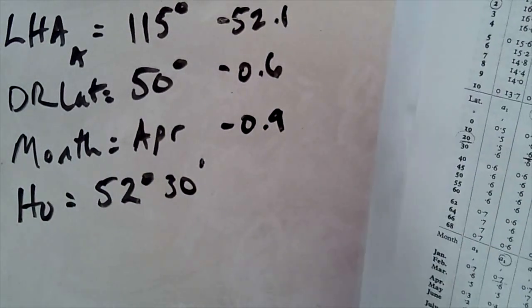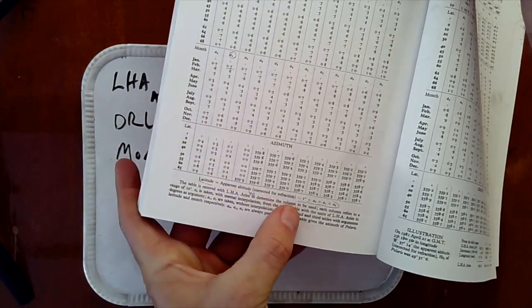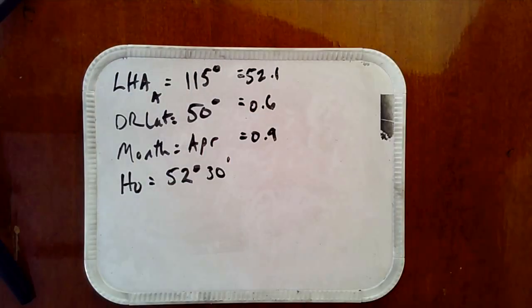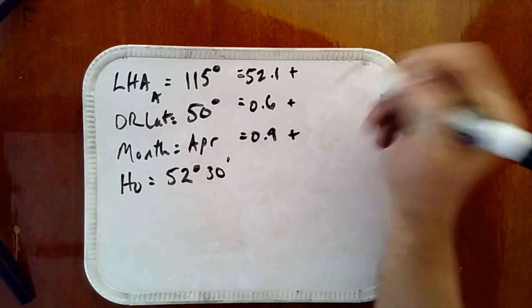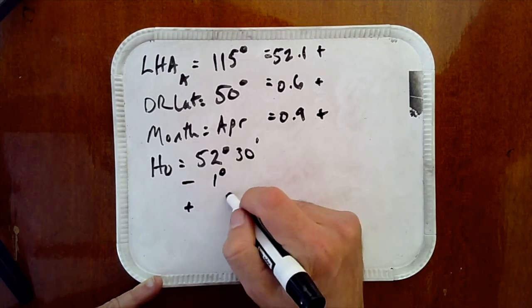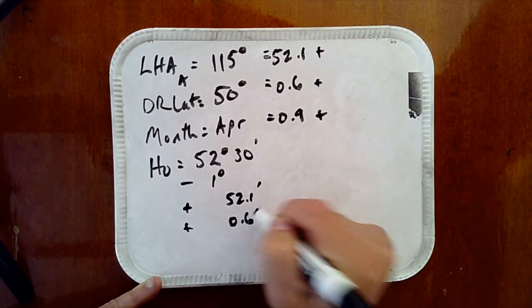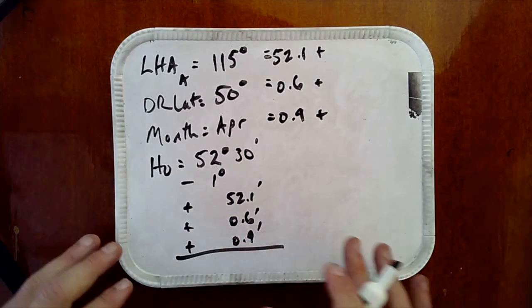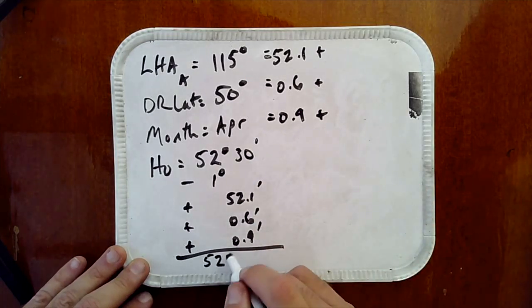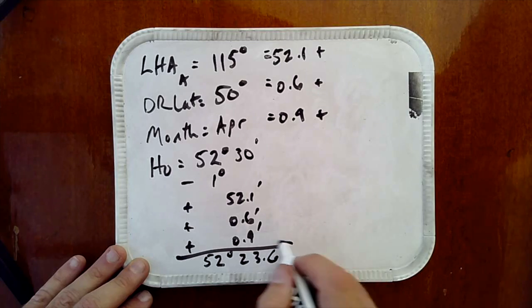The good thing about the Polaris tables too is it does give you the formula down at the bottom so that you can remember it's minus 1 degree plus the three corrections there. So if these corrections are going to be 52.1, 0.6, and 0.9, we can refer to the latitude formula down here, which says it's the apparent altitude minus 1 degree plus these three corrections right here. So we do need to add all three of these corrections and subtract 1 degree from it. So the process would be, here's our HO, minus 1 degree plus 52.1 minutes plus 0.6 minutes and plus 0.9 minutes. Through the magic of a calculator, we can take 52°30' minus 1 degree, add up all this stuff, and then it's going to end up being an answer of 52 degrees, 23.6 minutes for our latitude.